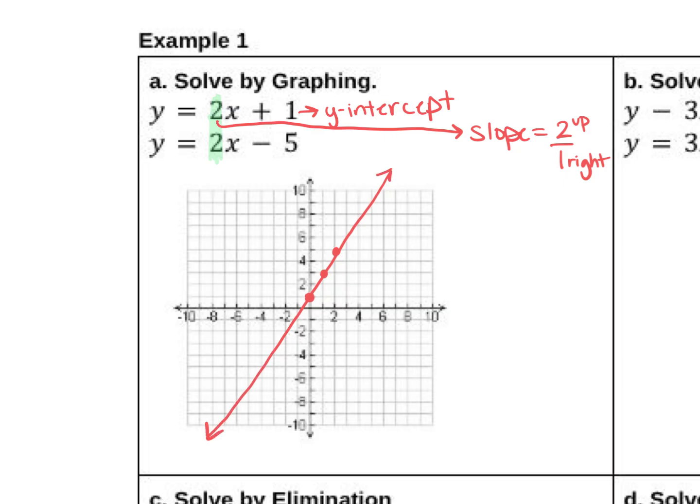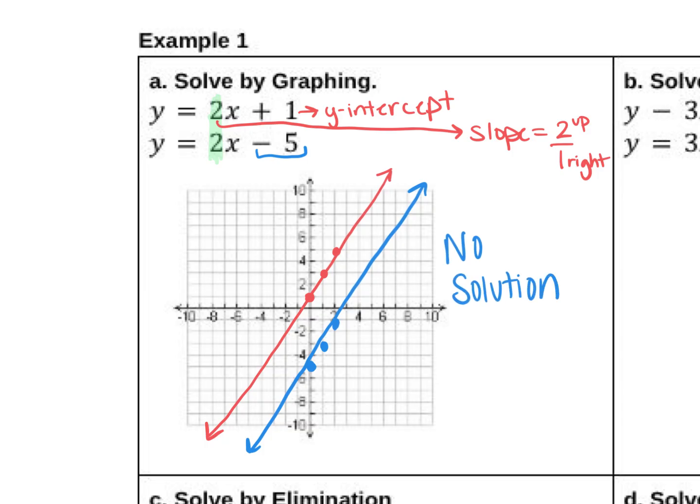Then we're going to graph our second line. Here's my y-intercept, -5, and then the slope is the same. We're going to go up 2, right 1, put a dot. Up 2, right 1, put a dot. And I didn't draw that very well, but you can totally see that these lines are parallel. So you would actually say no solution.